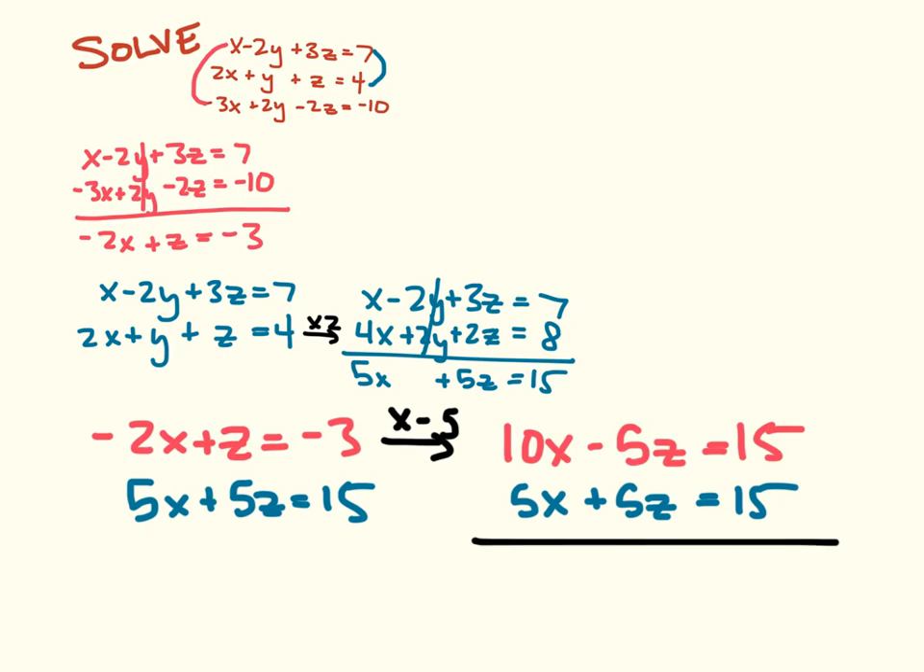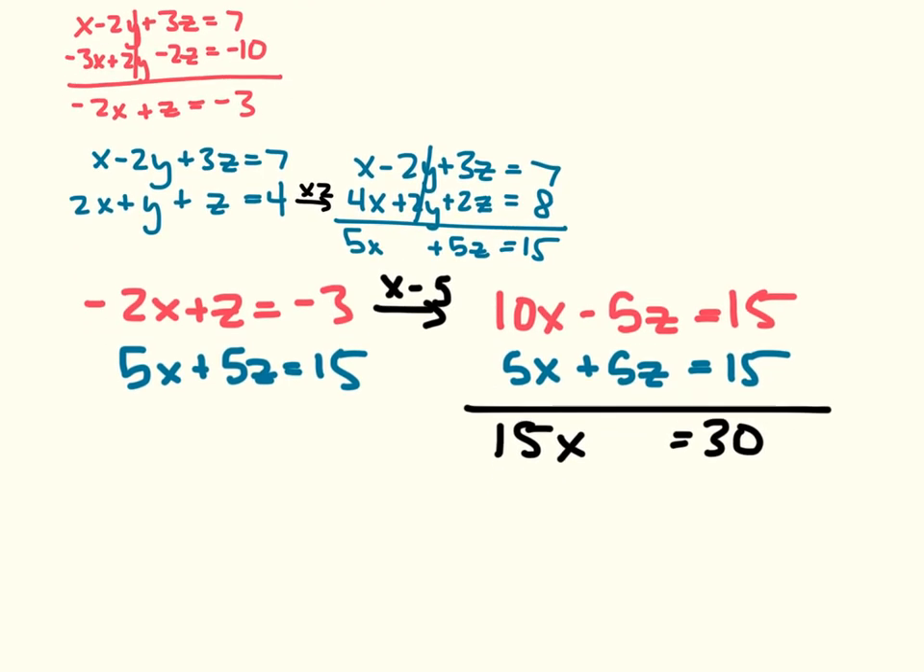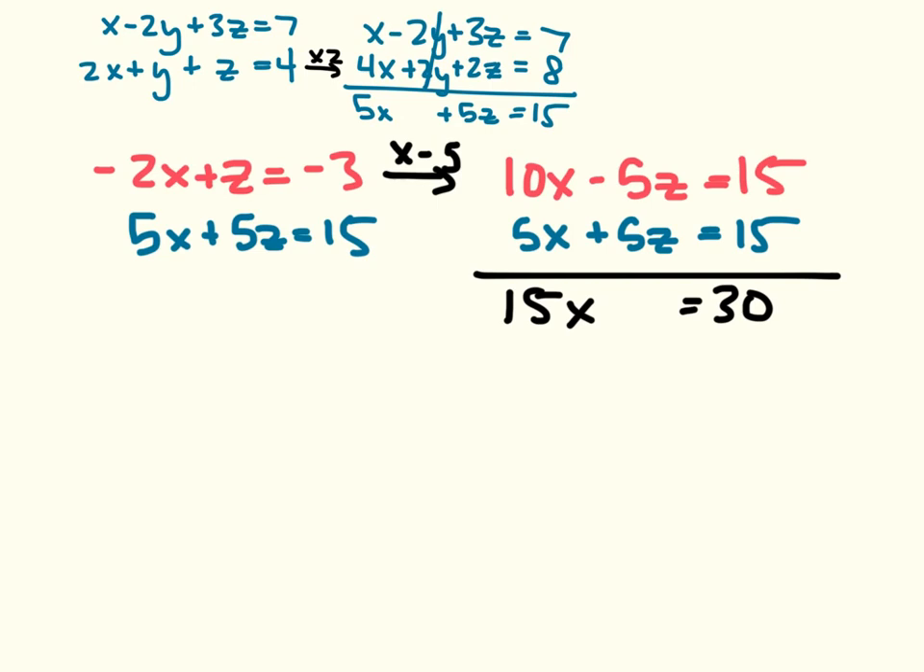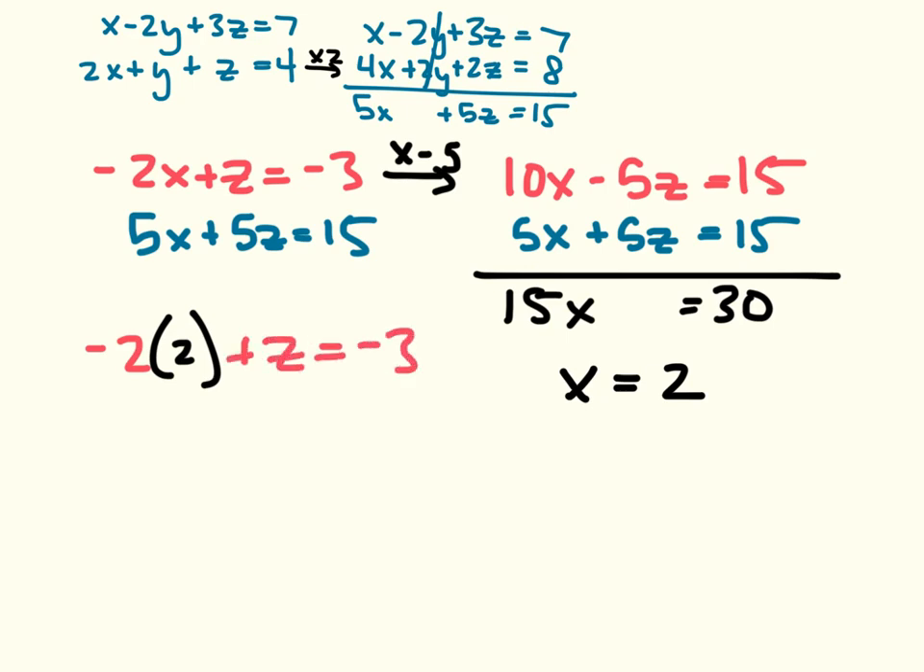So I've got 15x is equal to 30. So the z is eliminated. Now I've got my x is equal to 2. And I'm just going to plug that right back into either of these equations. So negative 2 times x, which is 2 now, plus z equals negative 3. So negative 4 plus z is equal to negative 3. Add 4 to both sides, and z equals 1.